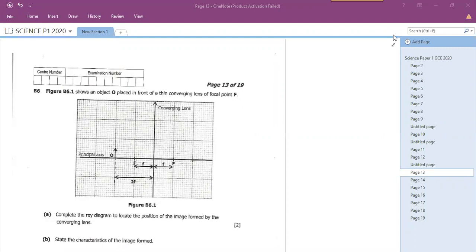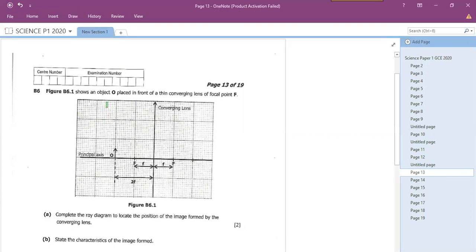So we're going to do one question on light. We're going to do another question on transformers. And the last question that we're going to do will be on electricity. So again, I'm going to just explain a few principles and things are going to be clear that way. So let's begin. So let's look at question B6.